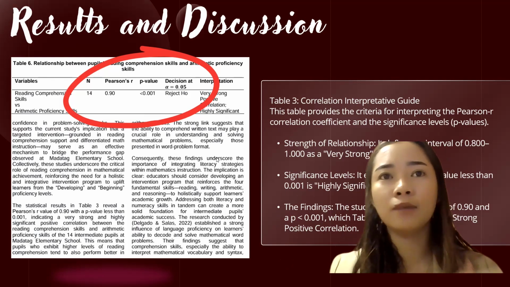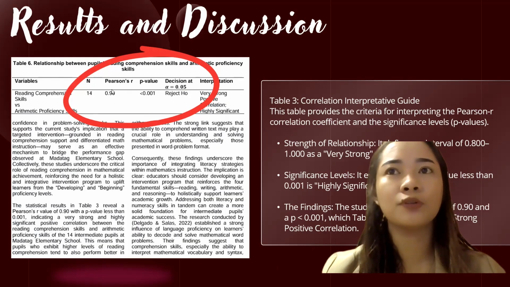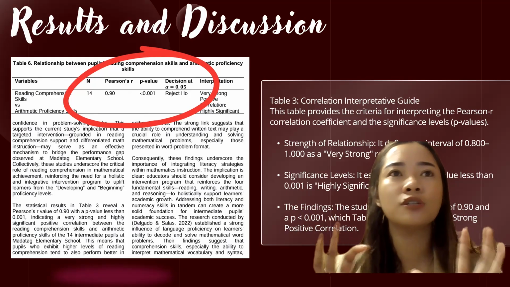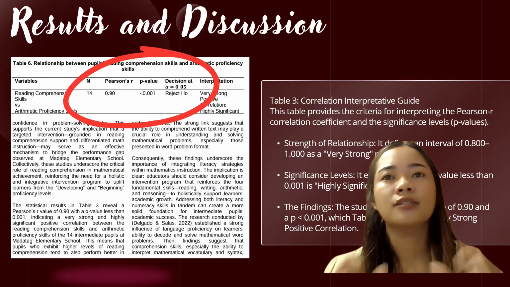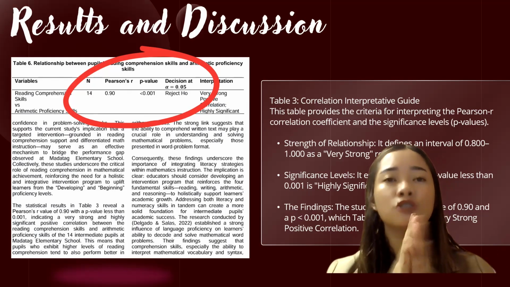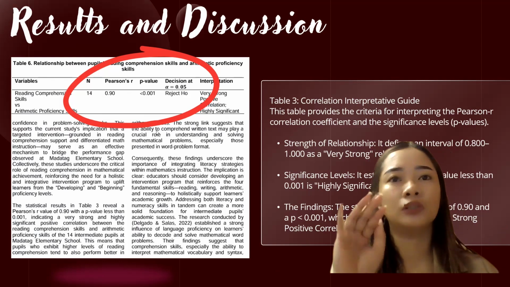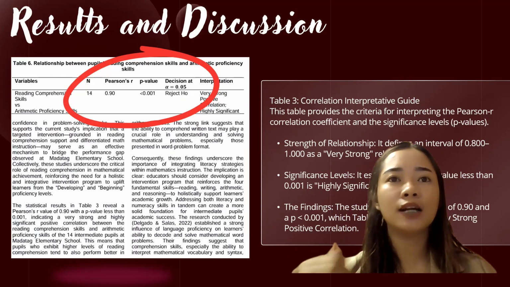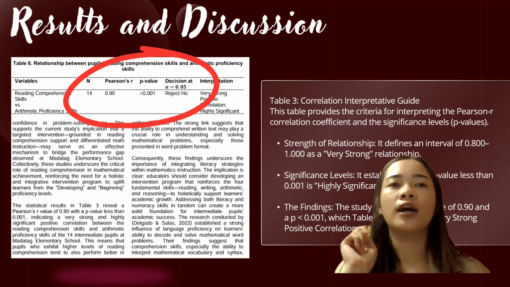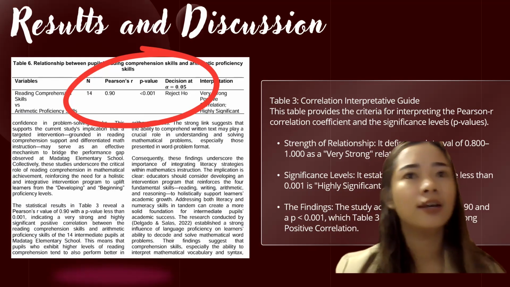So it defines an interval of 0.80 to 1 as a very strong relationship. As you noticed on the third table earlier for the Pearson r, the 0.90 Pearson r falls under the very strong relationship. It's established that a p-value less than 0.001 is highly significant. So the study achieved an r value of 0.90 and a p less than 0.001, which table 3 identifies as a very strong positive correlation. Based on this result, the researcher can now conclude that there is really a relationship between the two variables, the reading comprehension and the arithmetic proficiency skills of the students. Because of this result, very strong positive correlation and highly significant.